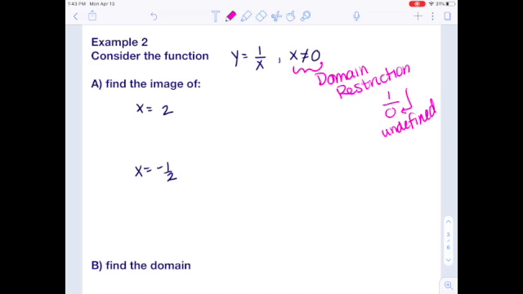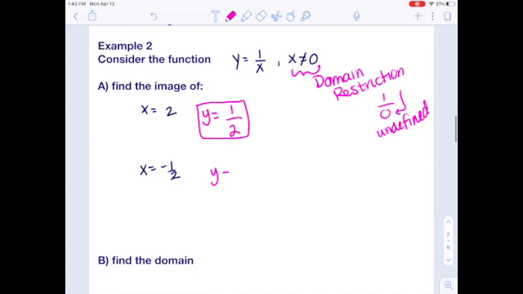We'll deal with that in a second. So find the image of x is equal to 2. We're just plugging in, look at our function, y equals 1 divided by 2. And that's easy peasy. Now when you get to x is equal to -1/2, when you plug in 1 divided by -1/2, well, that looks crazy, right?